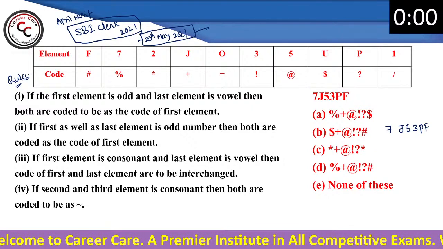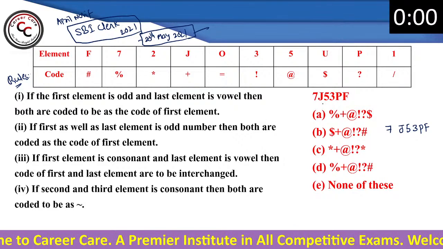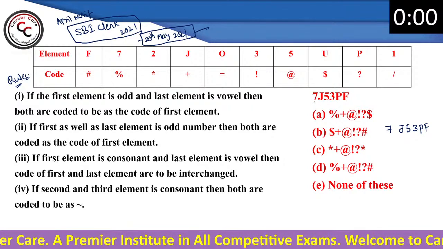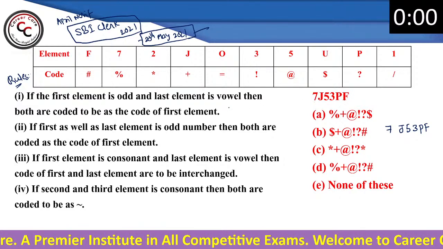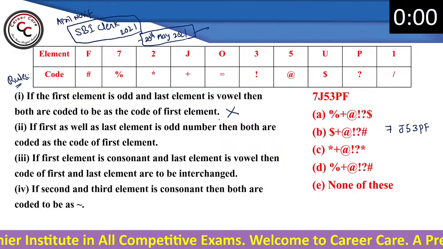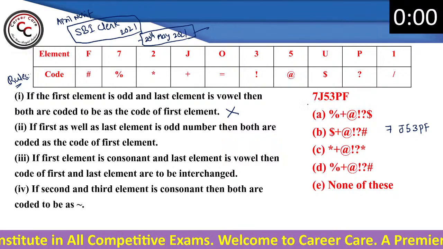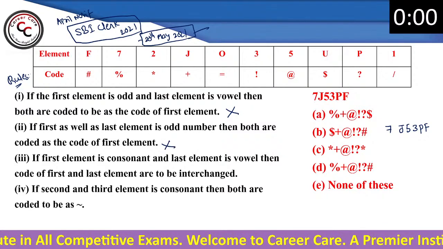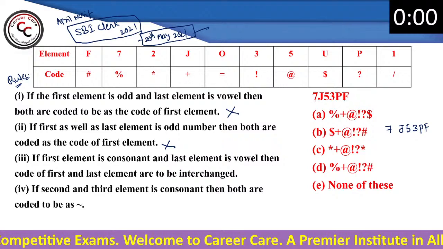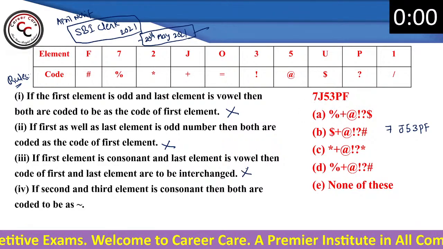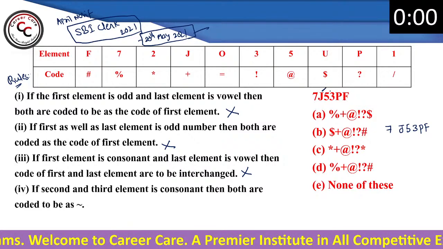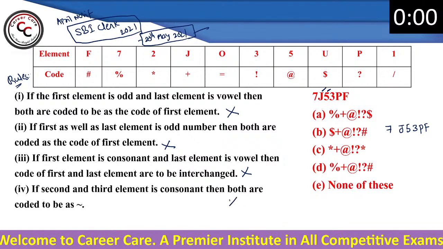Okay. Yeah. Now let's come back to this question. So in this question, which rule can I apply? First element is odd. Okay. Last element is vowel. F is not vowel. Ignore. First as well as last element is odd number. So 7 and F are not odd numbers. 7 is odd, but F is not. Similarly, first element is consonant. No chance. Why? Because 7 is a number, not a letter. If second and third elements are consonants, see, J is a consonant, but 5 is not a consonant.